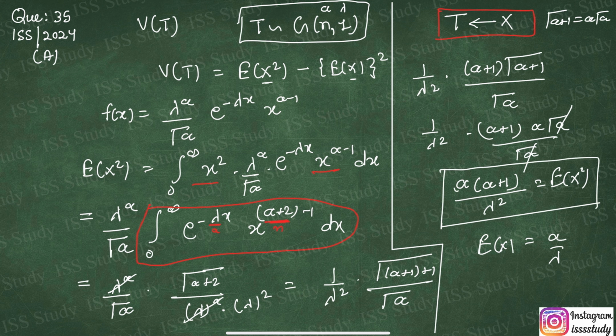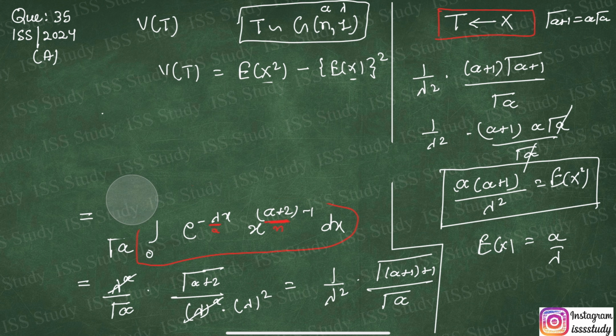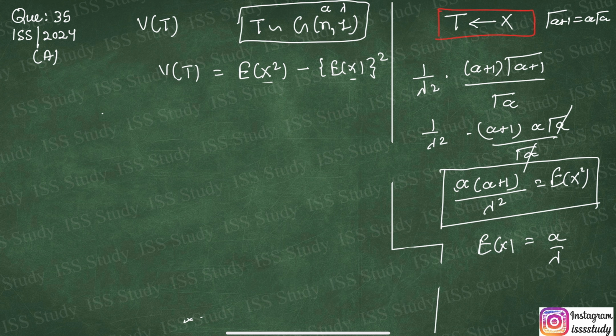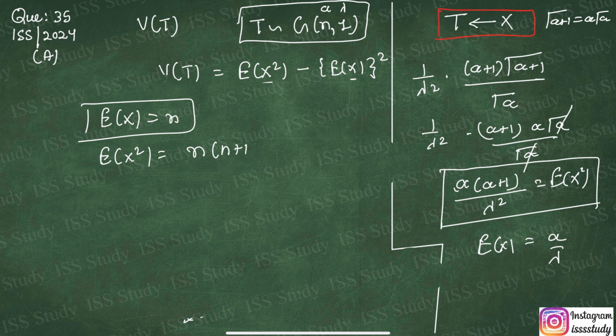But according to our question, you can see what the values of alpha and lambda are: n and 1. That means we have to replace these values in place of alpha and lambda. So what will we get? First of all, let me rub this out so that we have some space here. Now you can see the expectation of x is n, and the expectation of x square is, in place of alpha, n plus 1, times n, and in the denominator in place of lambda we have 1. So we have n times n plus 1 now. So this is the value.